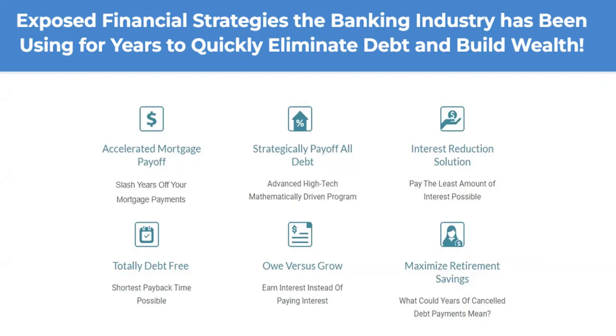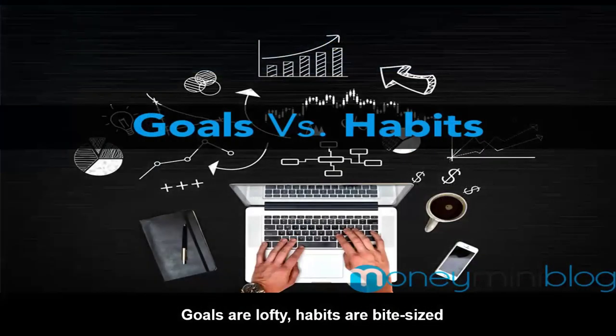Owe versus grow. We talked about that. Earn interest instead of paying interest. That's a simple conversion, right? And then maximize those retirement savings. Those canceled debt payments over time can build a significant amount of retirement savings or asset accumulation.